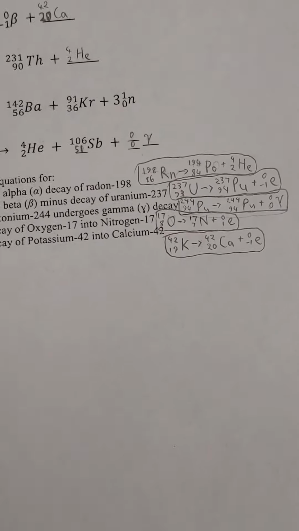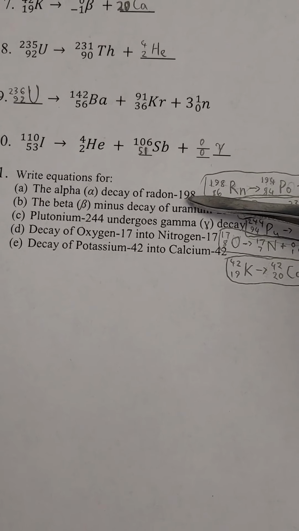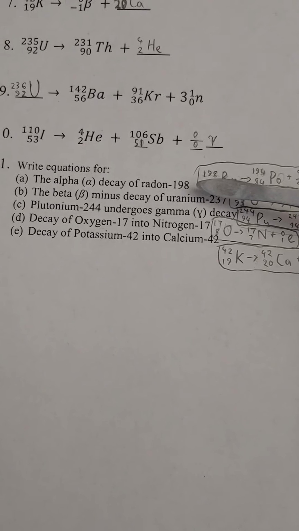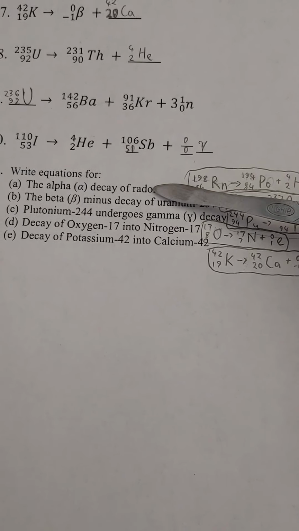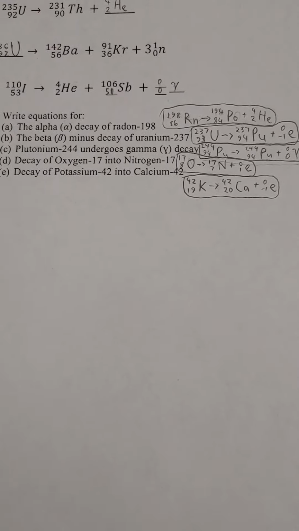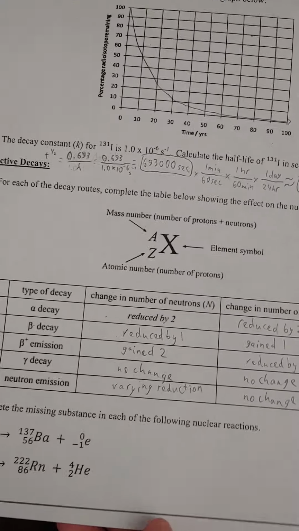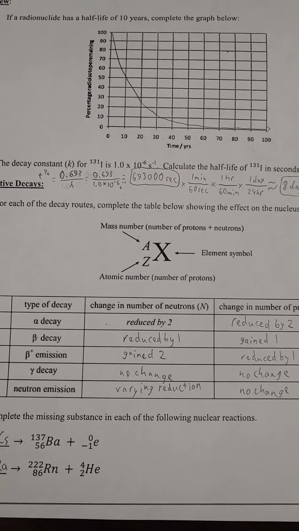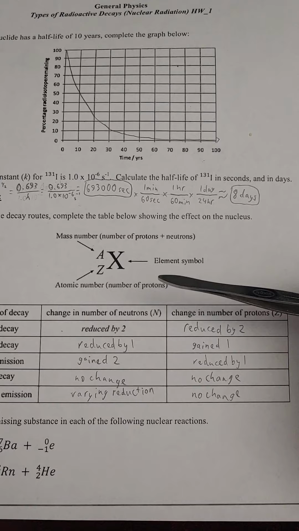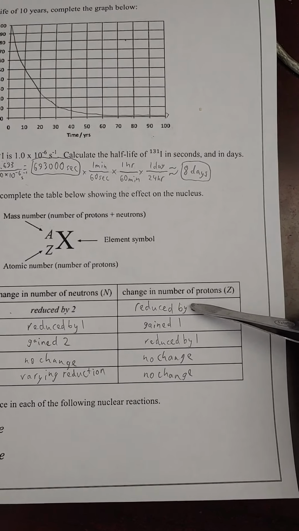Radon 198. The number 198 is the mass of the radon atom. So we're doing alpha decay. In alpha decay, the number of neutrons is reduced by 2, and the number of protons is also reduced by 2.